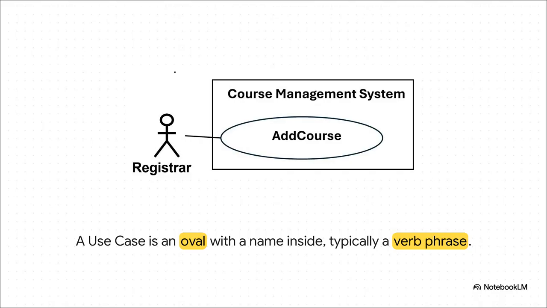The notation for a use case is an oval. Simple enough. But here's a pro tip, and it's an important one. Pay attention to how you name them. The best practice is to always use a verb-noun phrase, something active, like add course or process payment. This is really important because it keeps the diagram focused on the actions and goals the system provides.